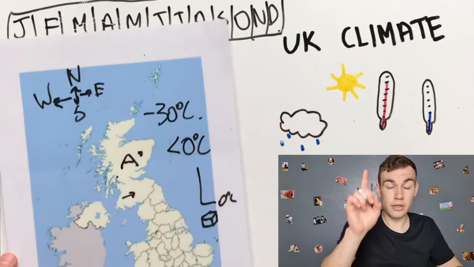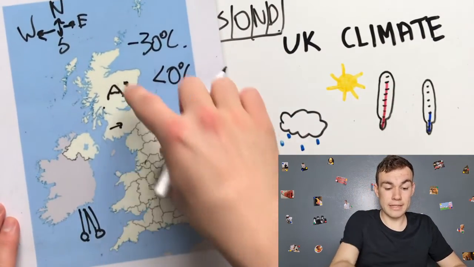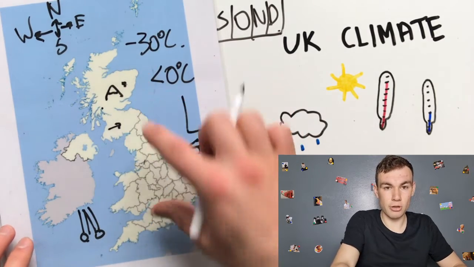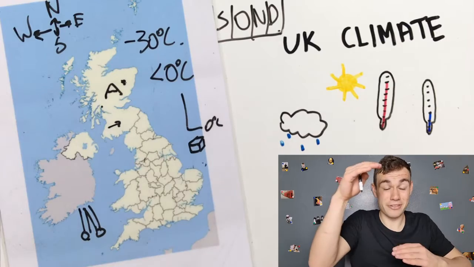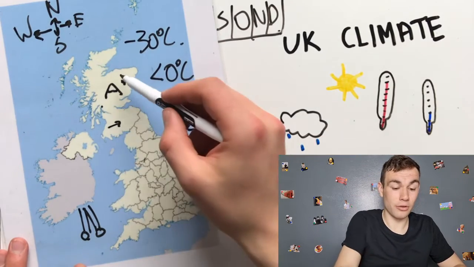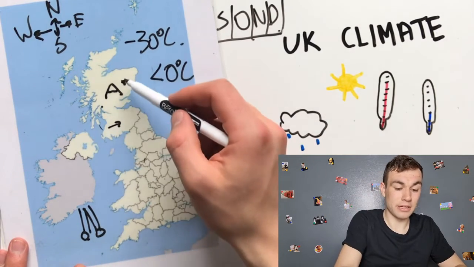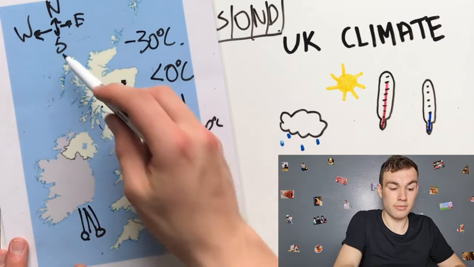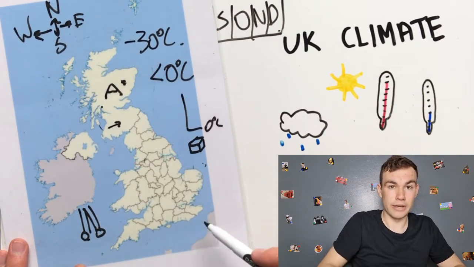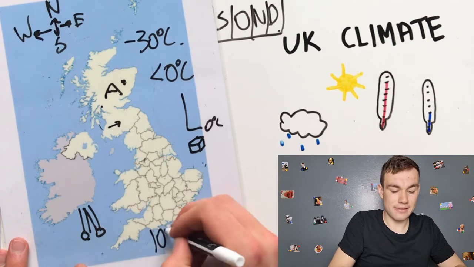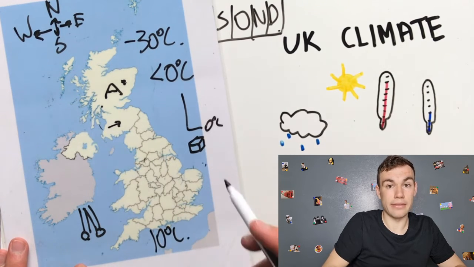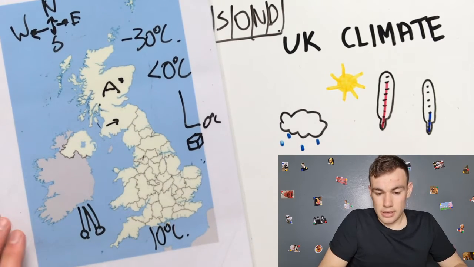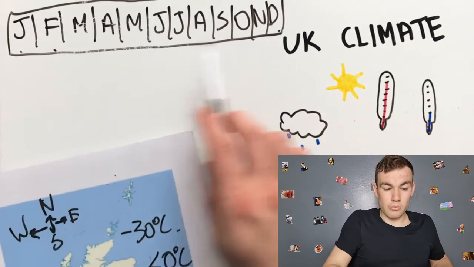This is the winter. And although I said the UK is not that big, it's quite small, there's a big difference in temperature between the north and Scotland, especially the northeast, and the south of England, where it is often 10 degrees warmer in the winter. It's much, much warmer, yes. Okay, so that is the winter.